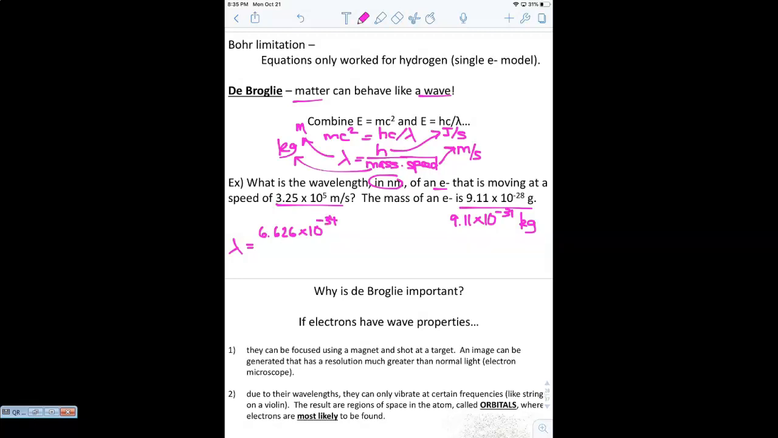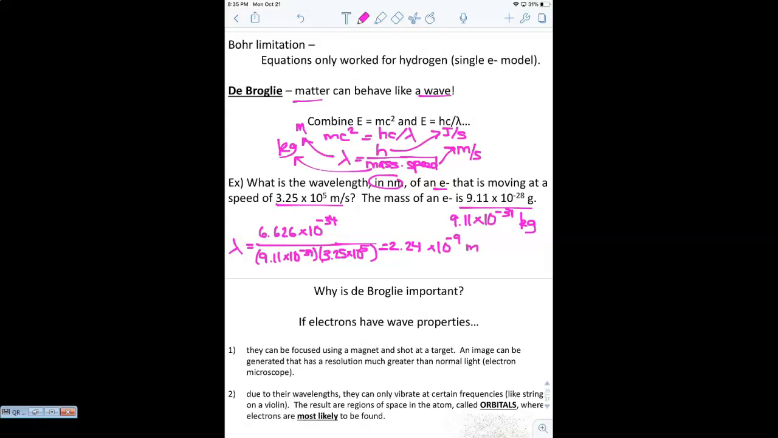We have the mass of the electron, 9.11 times 10 to the negative 31, and we have the speed of the electron. Notice that it's not the same as the speed of light, because particles do not move as fast as light does. Solving, we get 2.24 times 10 to the negative meters.